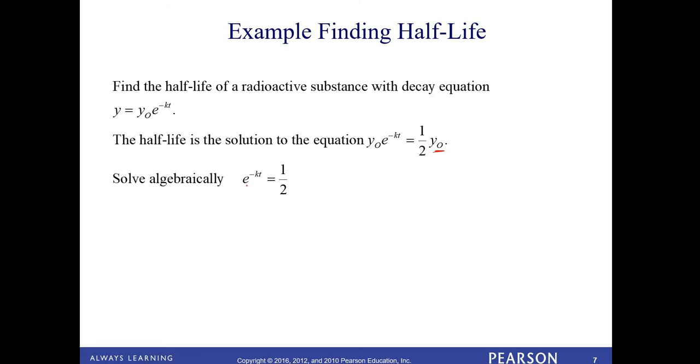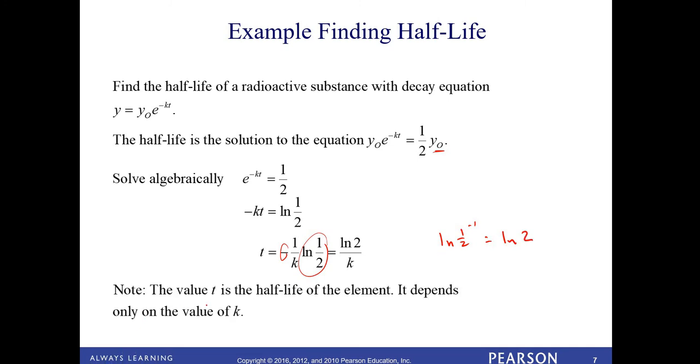So algebraically, we get e to the negative kt equals 1/2, or negative kt equals ln of 1/2, and t equals 1 over k, ln of 1/2, which equals ln 2 over k. We took the negative sign with the ln 2 and raised that to the power, so we had ln 1/2 to the negative 1, which is ln 2.